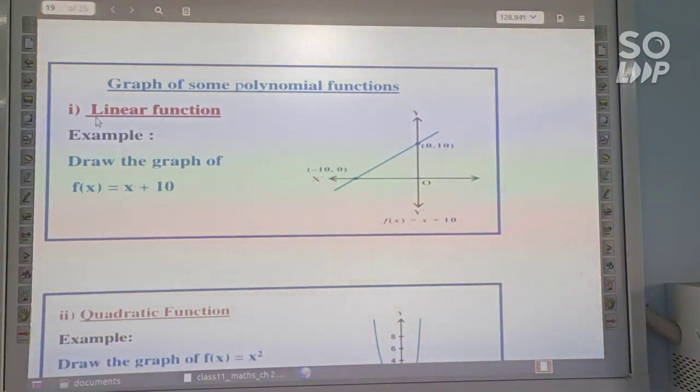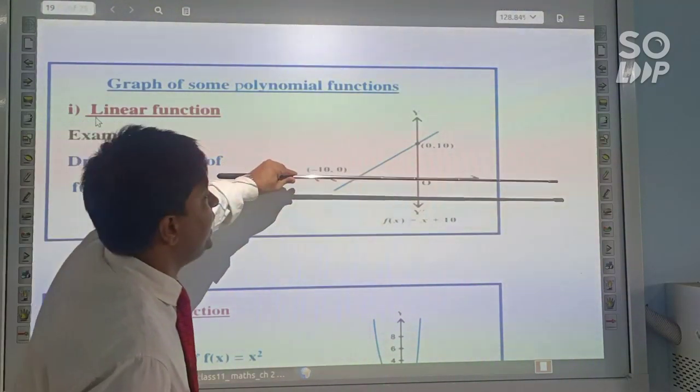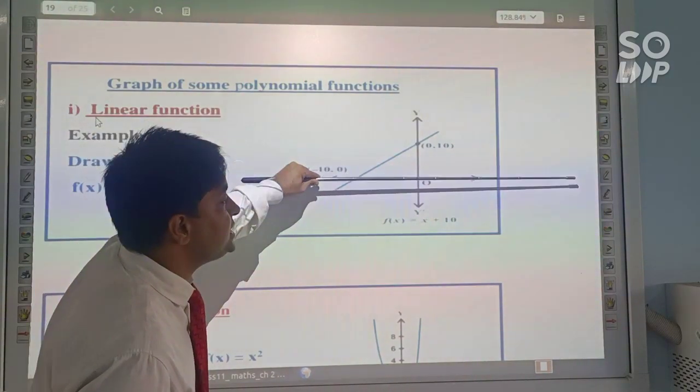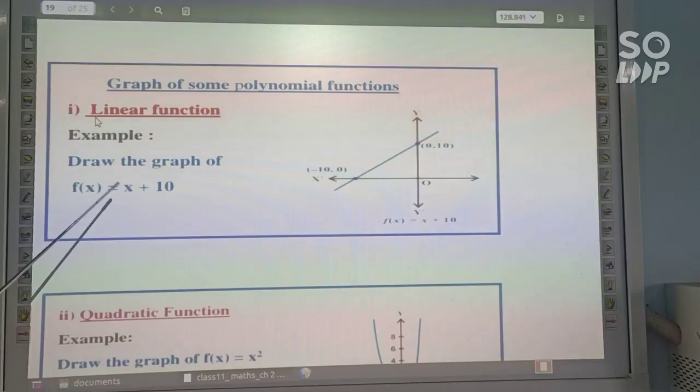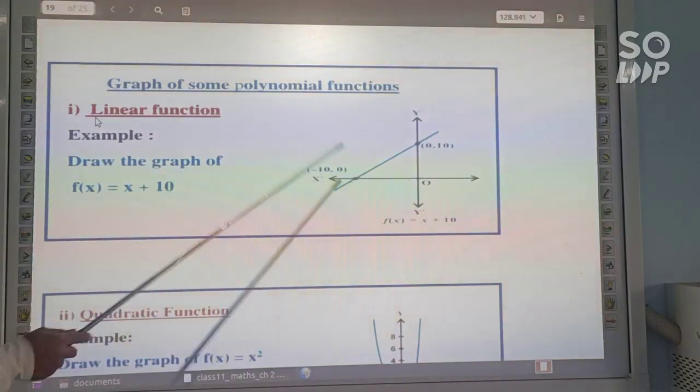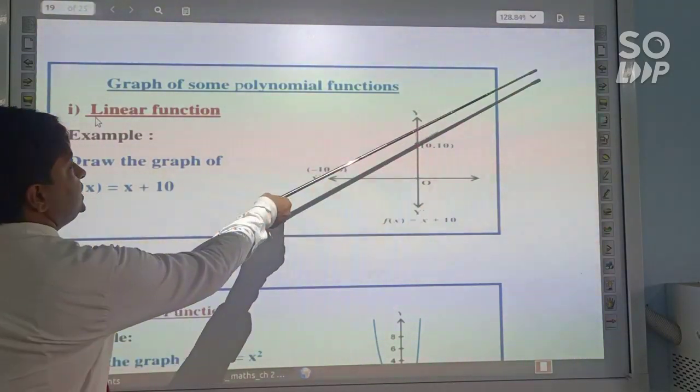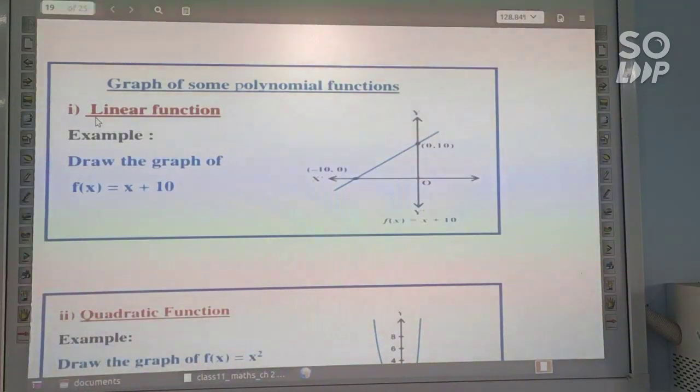Now, if f of x equal to 0, then we find x equal to minus 10. f of x equal to y. Where is y equal to 0? On the x-axis. On the x-axis, the value of y equal to 0. So we find x equal to minus 10. This is the straight line. A straight line is drawn using 2 points.